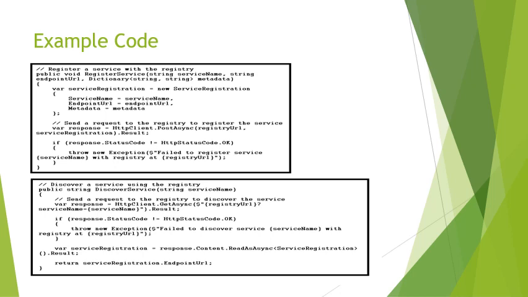In this example, we'll define two methods for registering and discovering the services with a registry. The register service method is used by a service to register itself with the registry. It provides the name of the service, its endpoint URL, and any metadata that should be associated with the service. The discover service method is used by a service to discover the endpoint URL of another service that it needs to communicate with. It takes the name of the service as a parameter and returns the endpoint URL of the service.